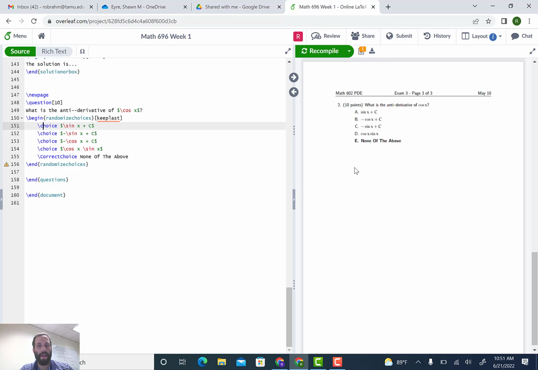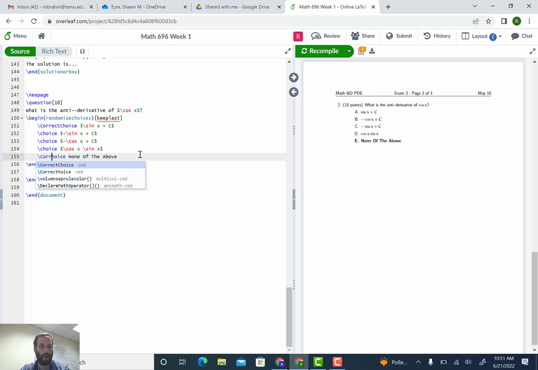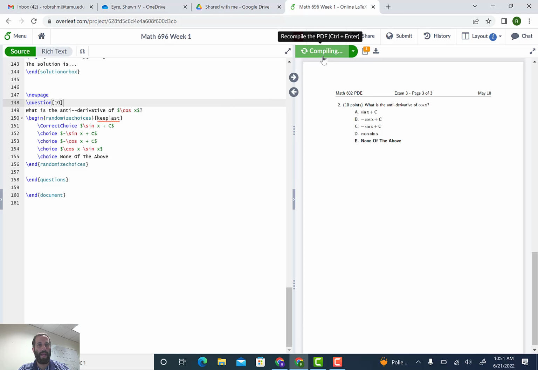Like I said, I don't like having none of the above as an answer choice, but we can talk about that. We can talk about why I'm right about that or wrong about that in the discussion. I don't know why I feel like I need to put this back. I just want everybody to know that I know what the antiderivative of cosine x is.